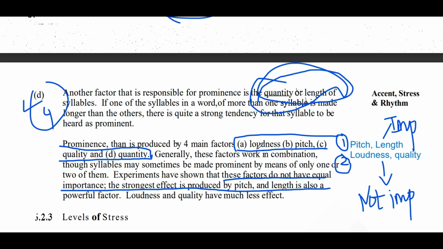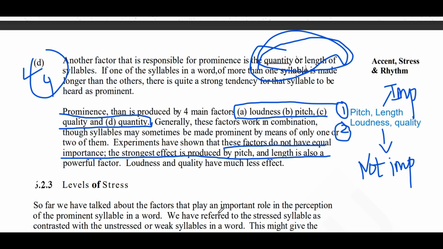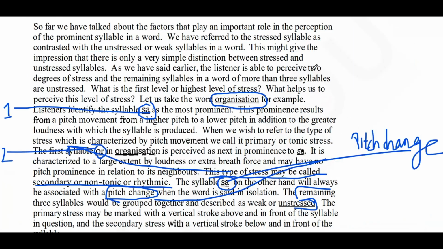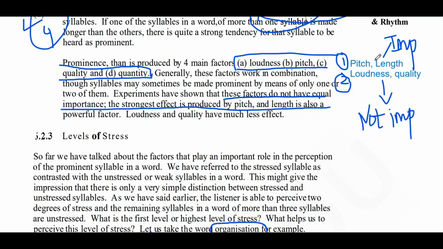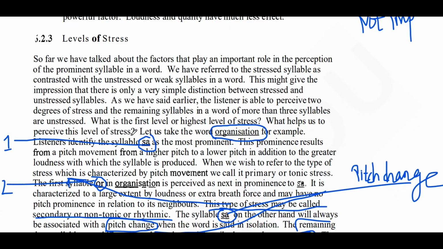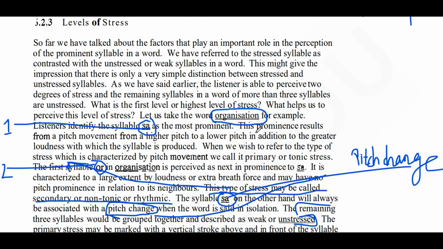So to recap, the four main factors which we discussed: the first is loudness, second is pitch, then quality, and quantity. Usually pitch and length are the more important ones, and loudness and quality do not affect as much the way we say the word. Okay, I have highlighted it here, you can see. So after this, we will move to the next part, which is the level of stress.